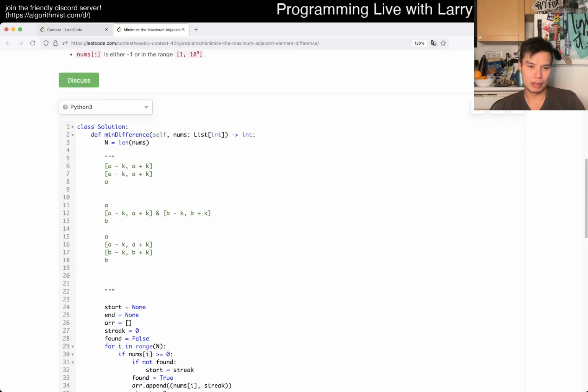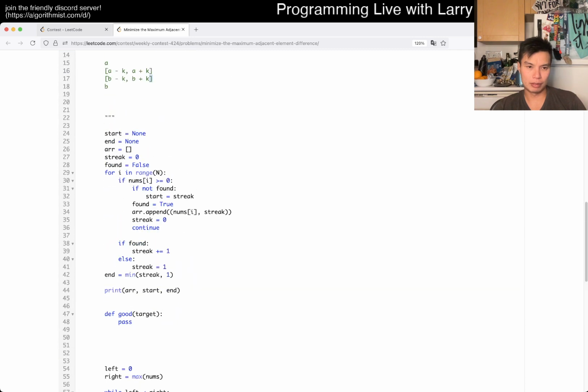But yeah, so then now we have 1 number in between. And 2 numbers in between. Right? These are all the cases we have to handle, that's all.